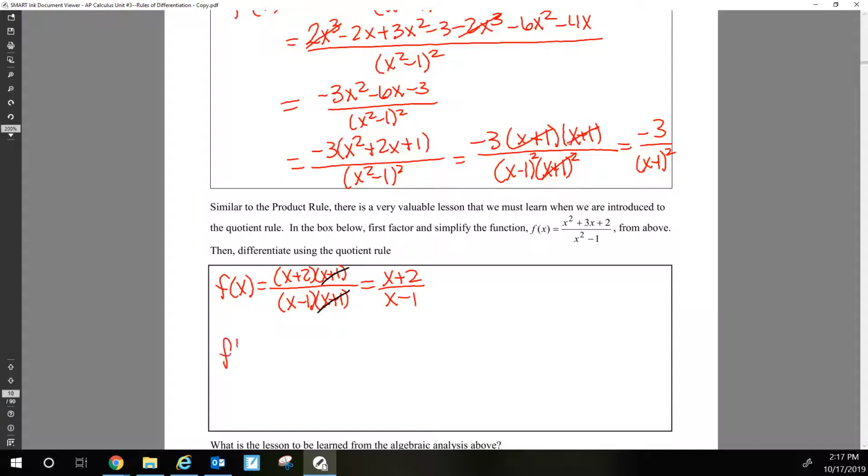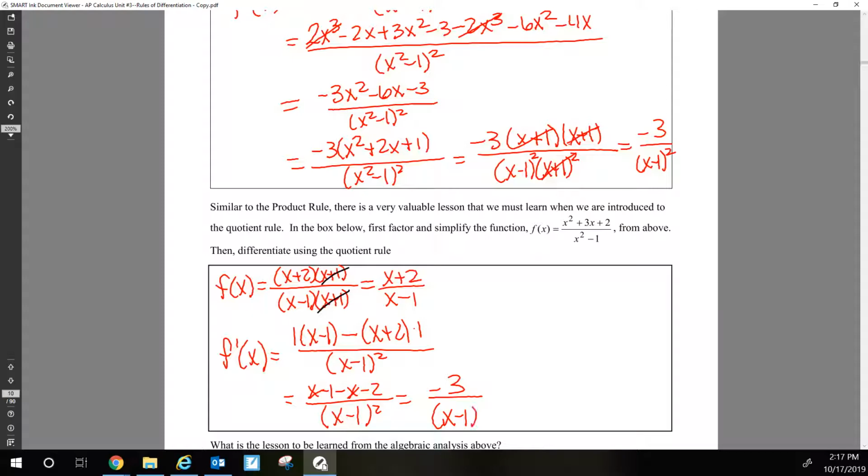Using the quotient rule then, we've got the derivative of the top, which is just 1, times the bottom, minus the top times the derivative of the bottom, which is just 1, over x minus 1 squared. All right, so this is x minus 1 minus x minus 2, over x minus 1 squared. All right, x's cancel out, and I've got negative 3 over x minus 1 squared.